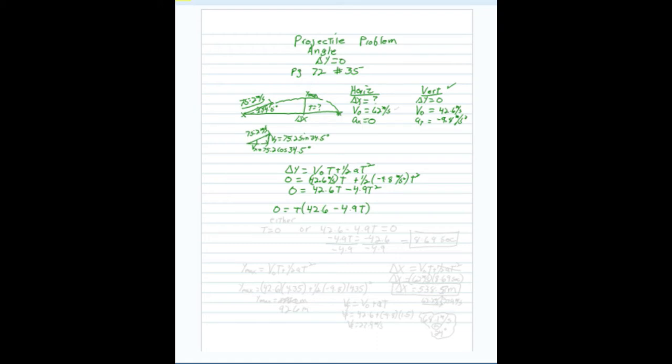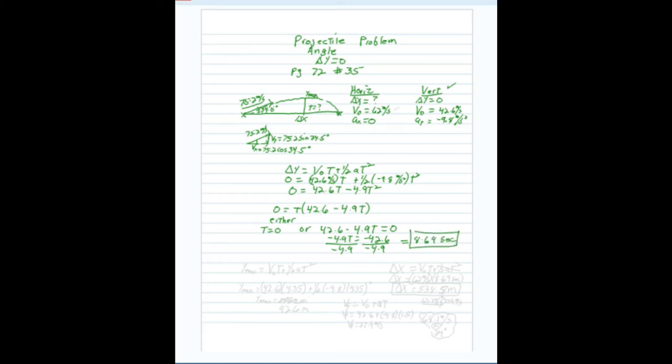So either t equals 0, which is a solution we already realized, it's trivial, or 42.6 minus 4.9t equals 0, and we'll solve that. So we subtract 42.6 from both sides and divide by negative 4.9, and that'll give us the time. We get 8.69 seconds. So that's the time it's in the air, the full time.